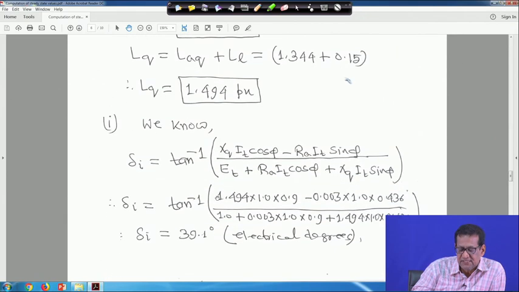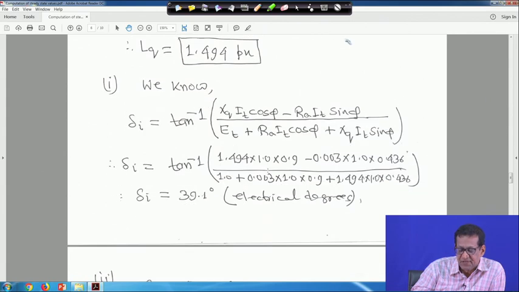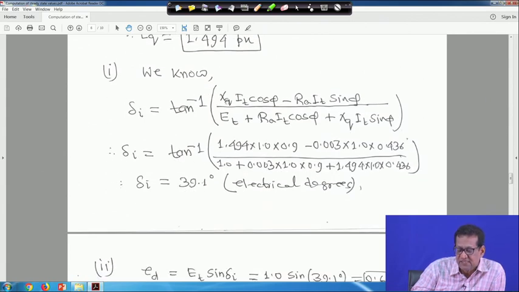Now, first one is internal angle delta I for this. So, we know delta is equal to tan inverse of (XQ IT cos phi minus RA IT sin phi) divided by (ET plus RA IT cos phi plus XQ IT sin phi), right. Now, therefore, delta is equal to tan inverse XQ is given 1.494, IT is 1 per unit and cos phi is 0.9, it is given. Now, minus RA is given 0.003, IT is 1 and cos phi is 0.9.